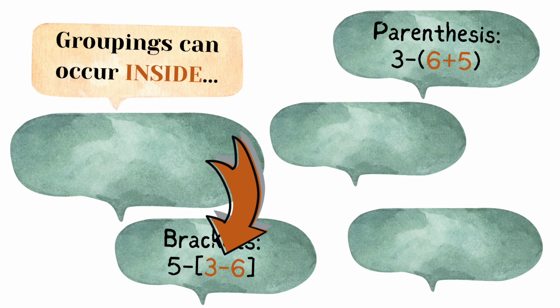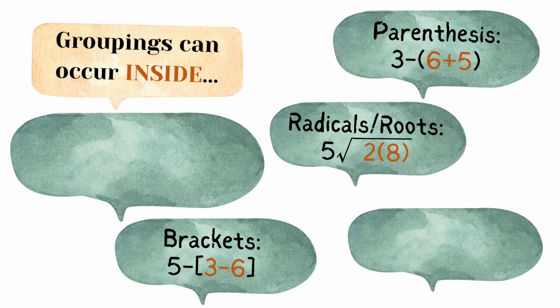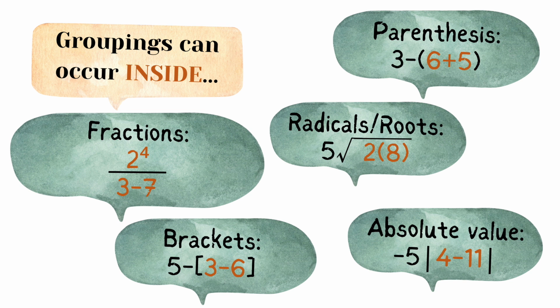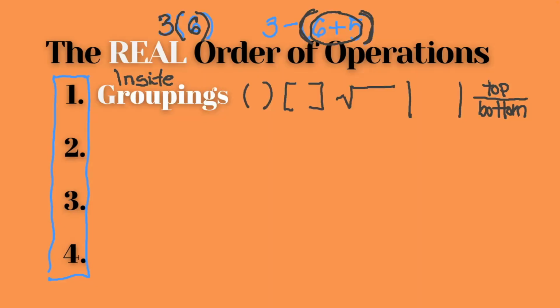Okay, so parentheses, brackets, but those aren't even the only way. I've seen math to do inside of square roots. I've seen it inside of absolute value bars. And even a fraction bar can be used to group a numerator expression and a denominator expression. So anytime we have a grouping, start there. Do that first. Work from inside to outside. So that's the first step, not parentheses, groupings.